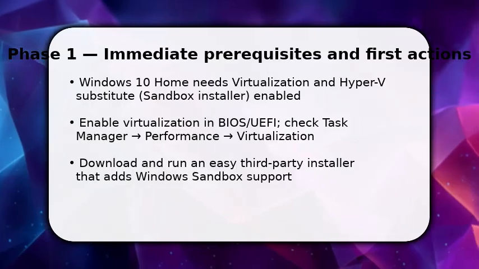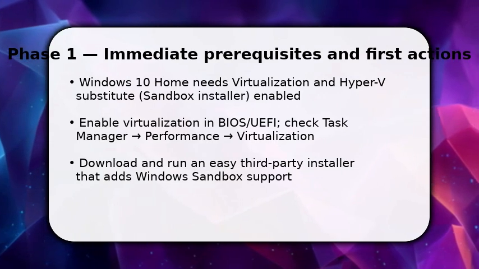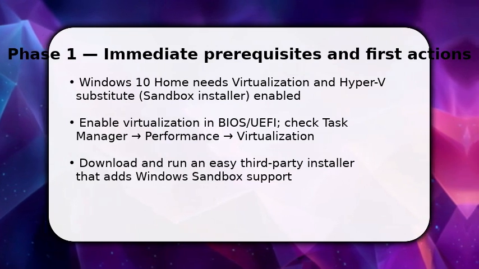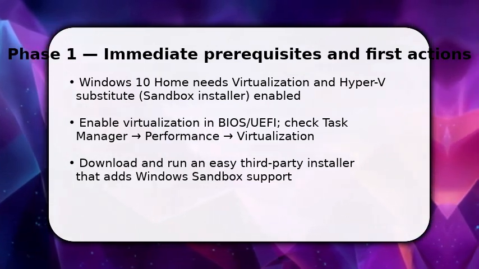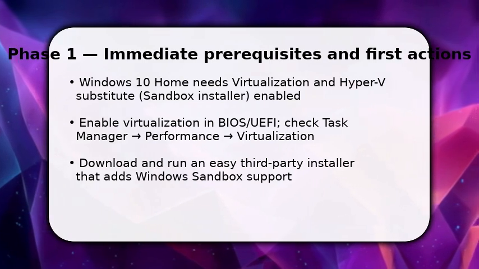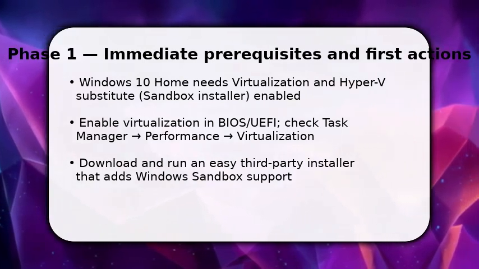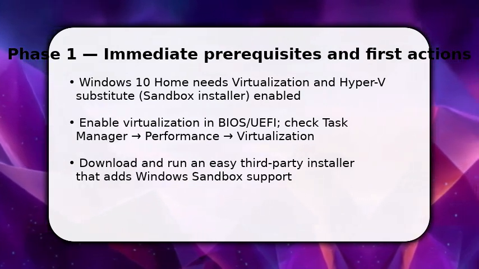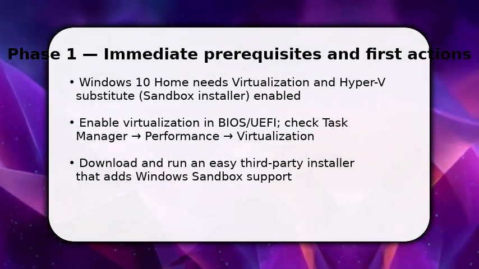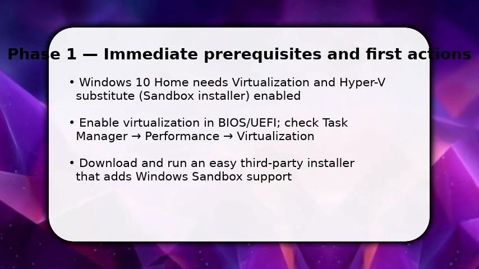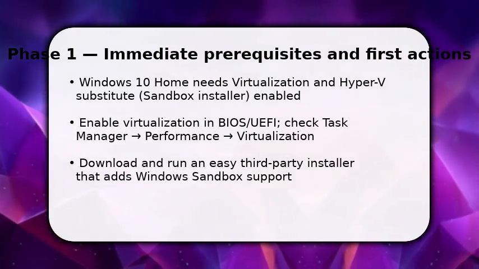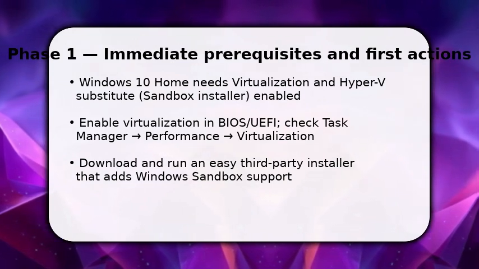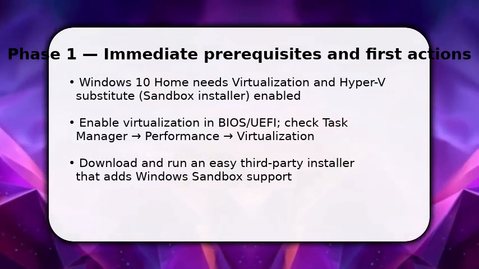You begin by confirming prerequisites. Make sure virtualization is on in BIOS, and confirm Task Manager shows virtualization enabled. Once done, you download and run a lightweight installer that enables Sandbox-like features on Windows 10 Home, because native Sandbox is only on Pro and Enterprise. You do this now so the rest of the steps work. It adds required packages and a helper service. This saves time versus upgrading editions and ensures the virtual environment will launch cleanly when you proceed.